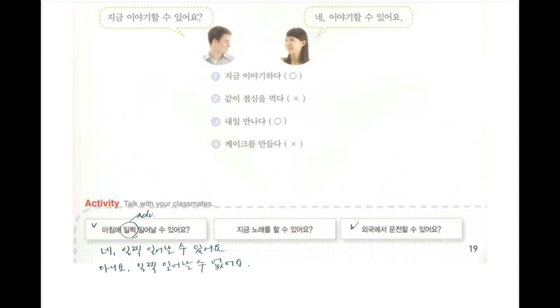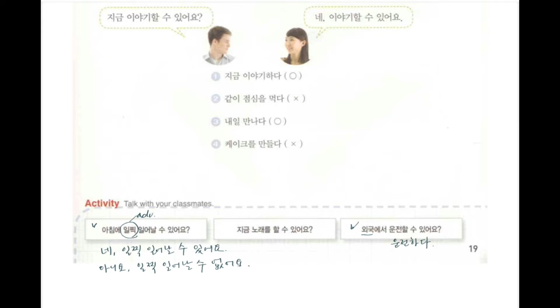How about the one more question? Final one. 외국에서 운전할 수 있어요? What does it mean? 자, 운전하다 있네요. Base form. 운전하다 뭡니까? To drive. 자, 외국 뭐예요? In a foreign country. 자, 그래서 can you drive in a foreign country?